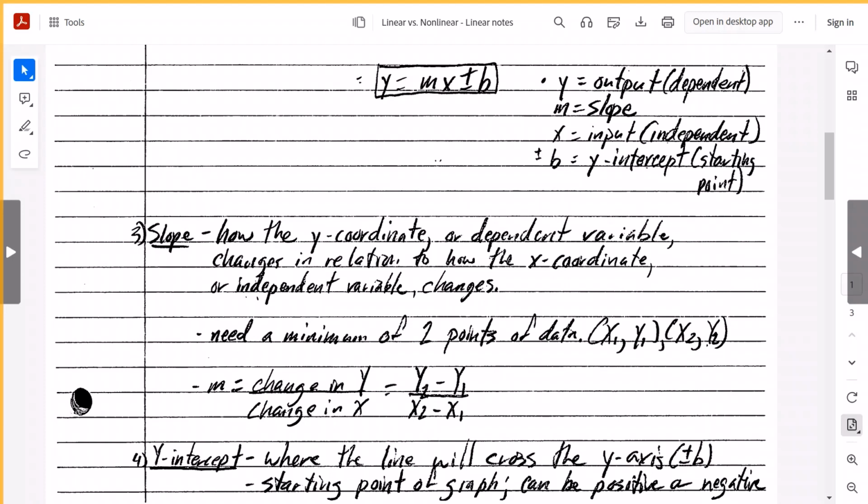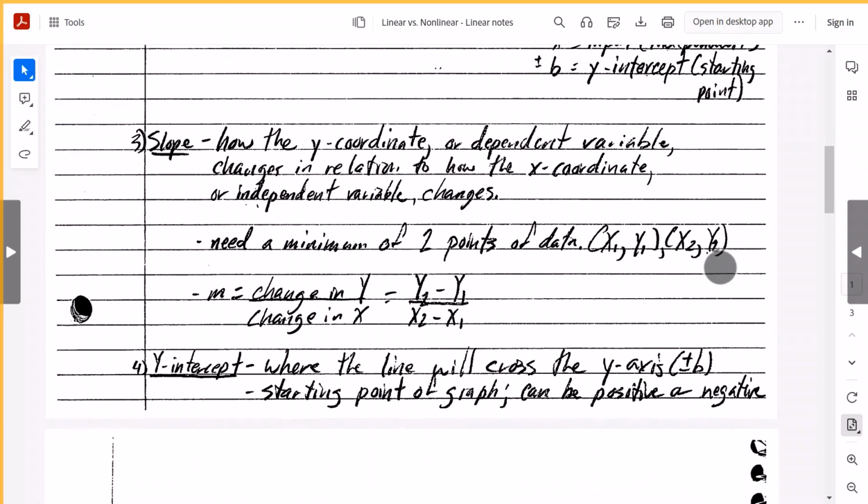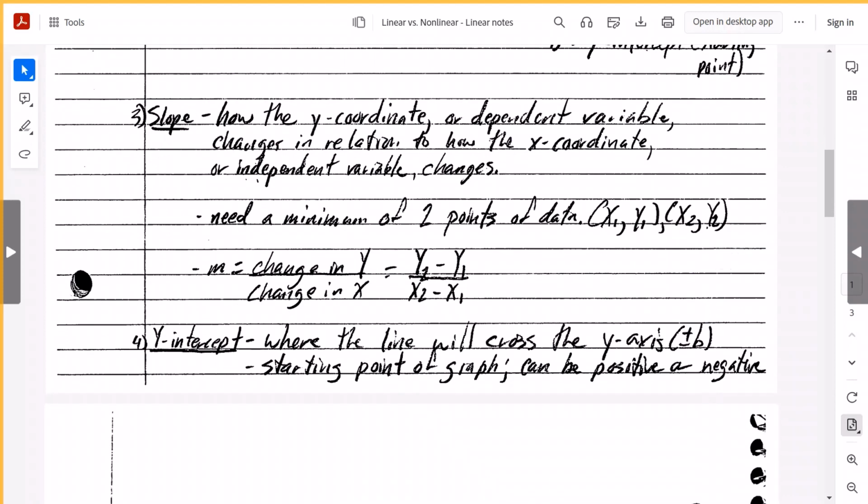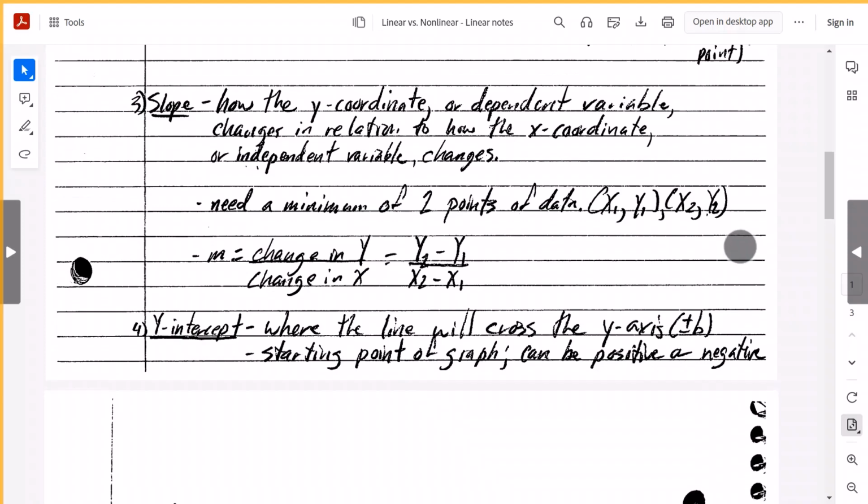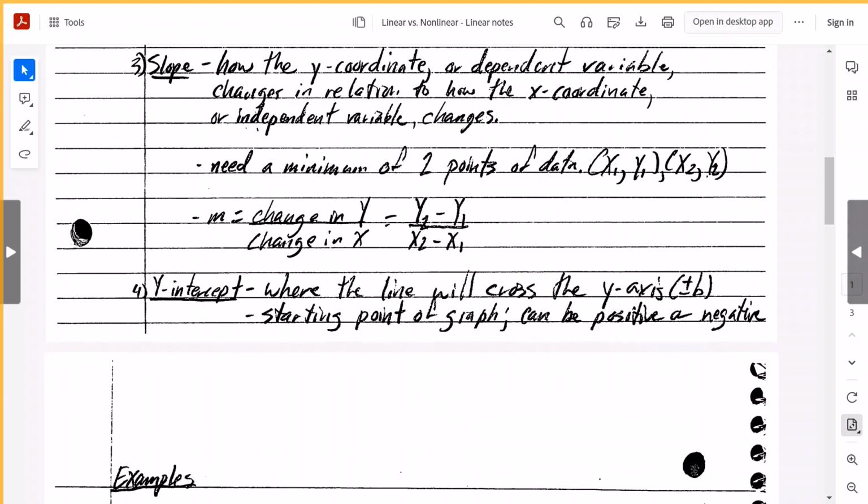All right? Slope is how the y-coordinate or dependent variable changes in relation to how the x-coordinate or independent variable changes. So it's your vertical change over your horizontal change. All right? For slope, you need a minimum of 2 points of data. So to find the slope or even to draw a line, you need 2 points of data.